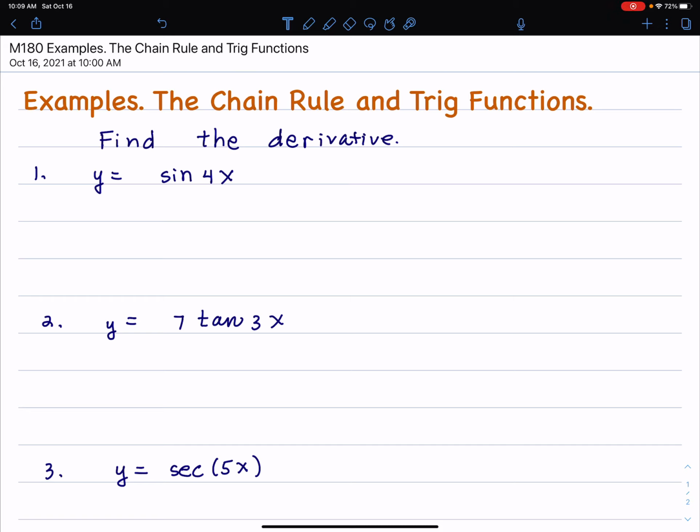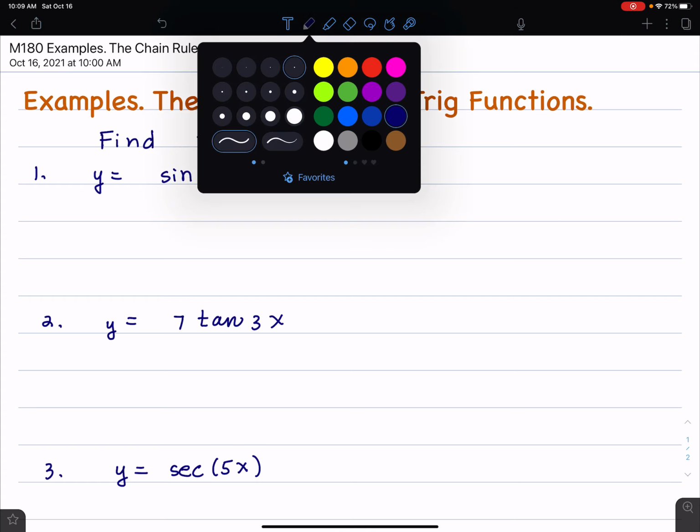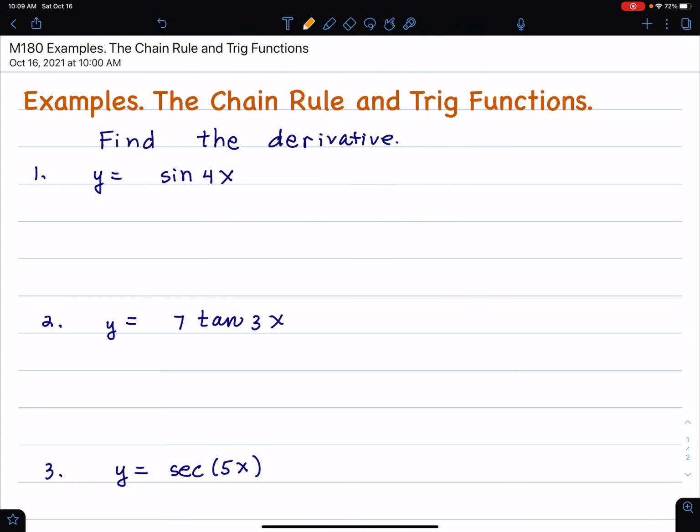In this video, we use the chain rule to find the derivative of some trig functions, which are compositions. So we're going to use the chain rule. This function number one we see is y equals sine 4x. If I desire, I can put parentheses around that 4x so I can really see that this is a composition of functions. It's sine, and inside the sine function is 4x.